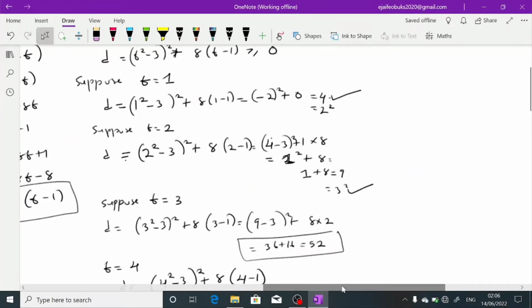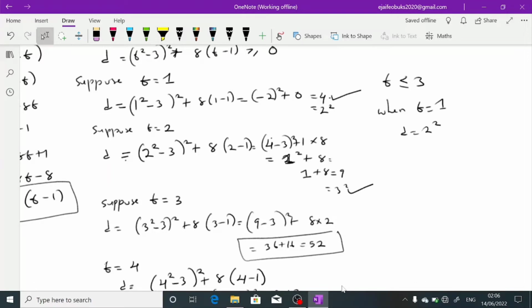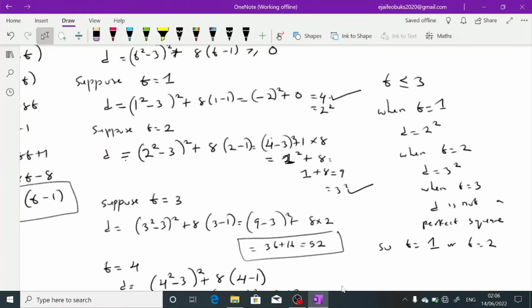Okay, you can see it. We said t is less than or equals to 3. And when t is 1, we know d is 2 squared. When t is 2, we know d is 3 squared. When t is 3, no solutions. D is not a perfect square. So t is either equals to 1 or equals 2.